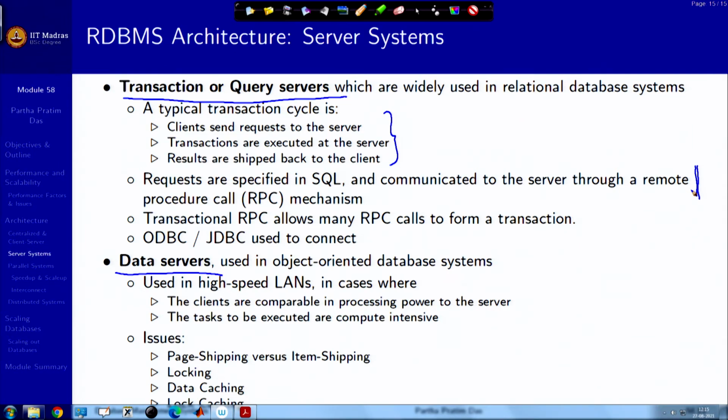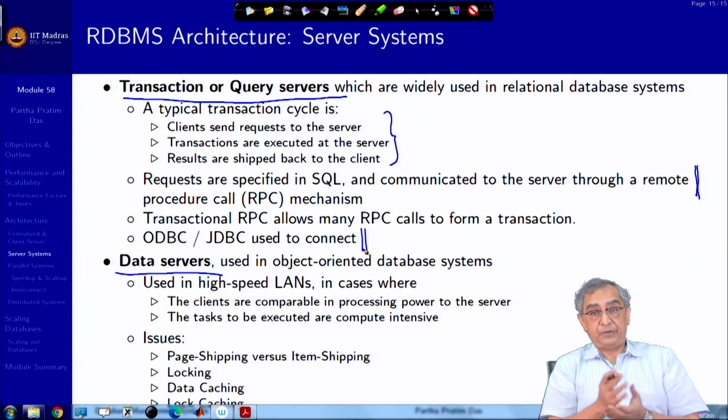So, as if remotely you are calling a procedure, you have seen these mechanisms in terms of embedded SQL as well as connectivity oriented ones. So, RPC, transactional RPC allow many RPC calls to form a transaction, and ODBC, JDBC are used to connect. This is the transactional part of the server.